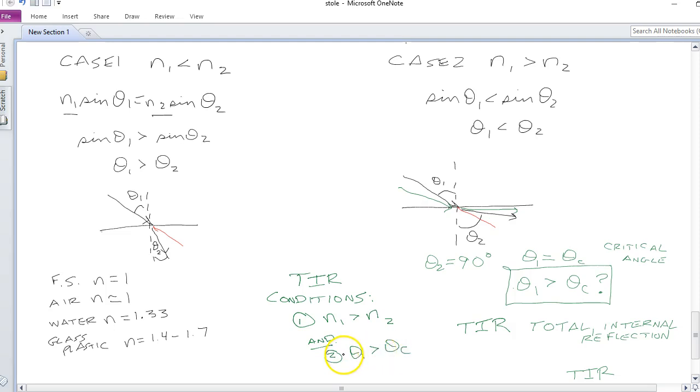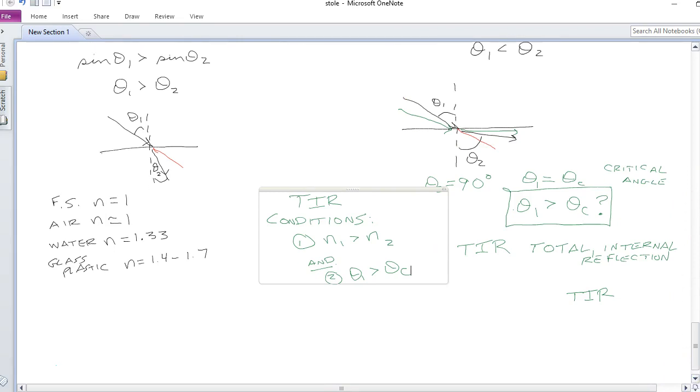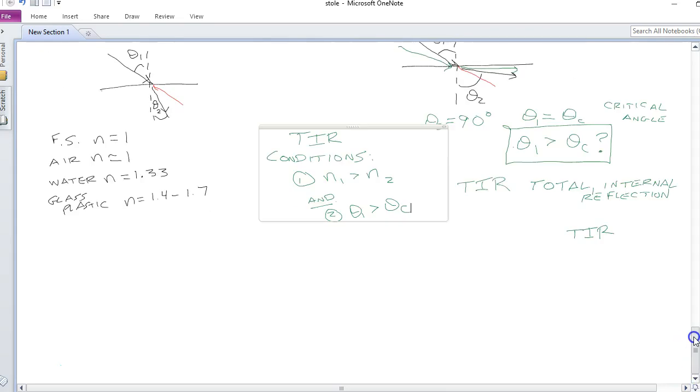Okay? Now, speaking of the critical angle, we can actually get an equation for the critical angle. And to do that, I'm going to scroll down to get a little bit more room. Let's work down here. Let me go back to the black. Okay, so remember, by definition, when theta 1 equals the critical angle, theta 2 hits the value of 90 degrees.